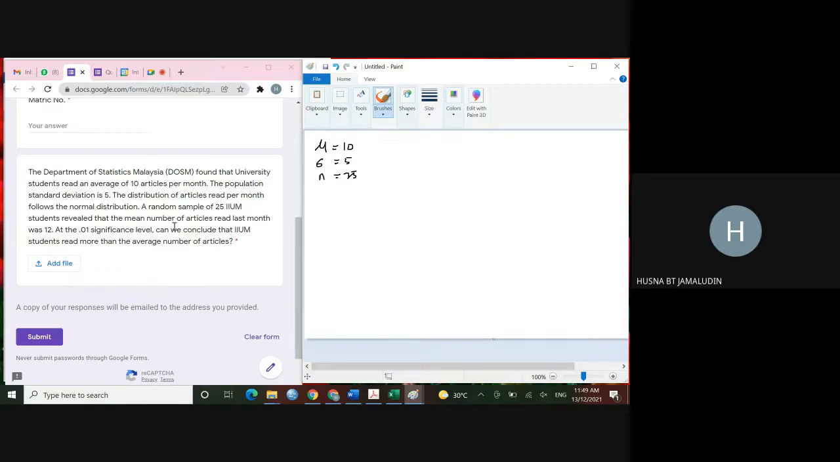Revealed that the mean number of articles read last month was 12. So what is this 12? X bar. At the 0.01 significance level. Alpha. Okay, cool. This is your alpha. Can we conclude that IIUM students read more than the average number of articles? Okay, so this is hypothesis testing.